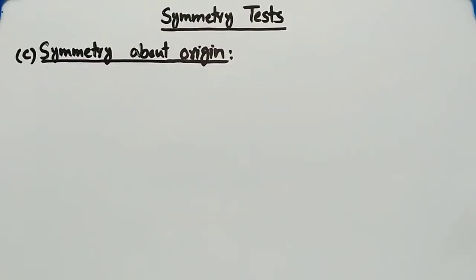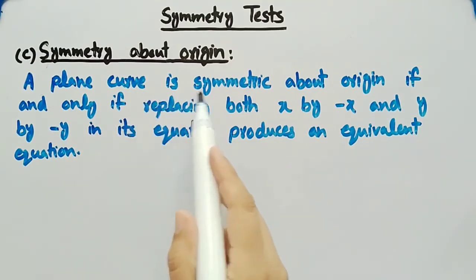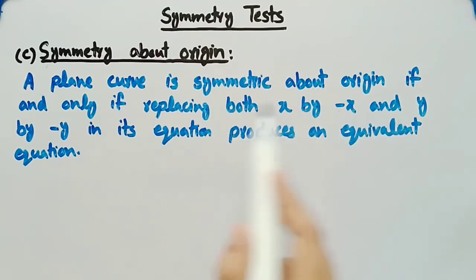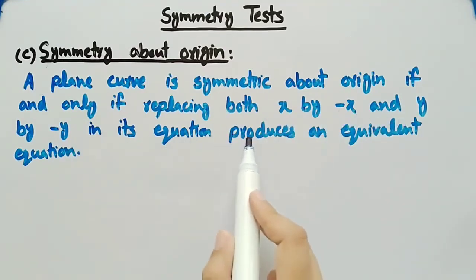Now we will discuss the third symmetry test, in which we will test the symmetry of a curve about origin. A plane curve is symmetric about origin if and only if replacing both x by minus x and y by minus y in its equation produces an equivalent equation. It means that if equation of a graph of curve is given and we replace x by minus x and y by minus y, but the equation remains same as the original one, then that equation of graph of curve is said to be symmetric about origin.